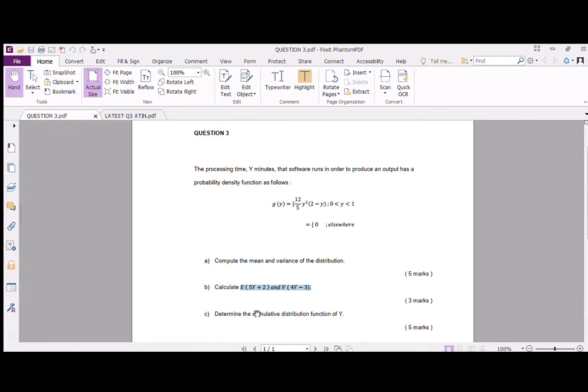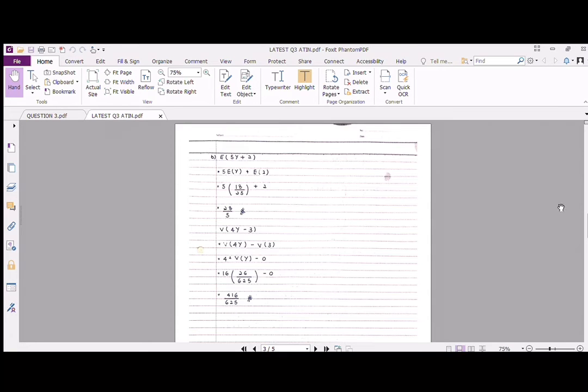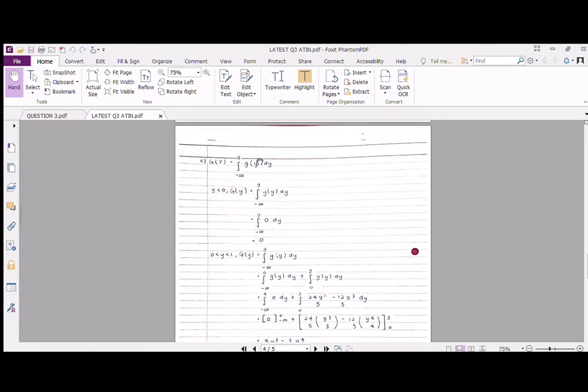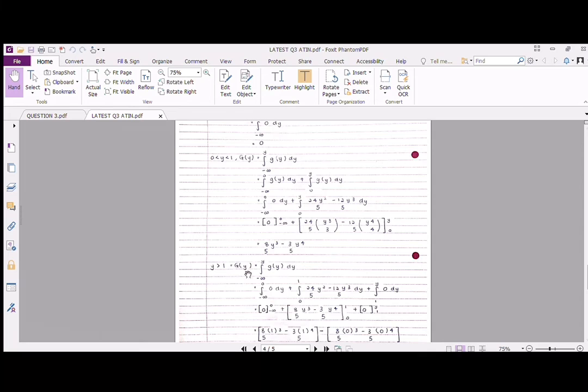Next question: determine the cumulative distribution function of y. The question asks us to find the capital letter G. Here is the theorem: you must integrate our function dy from negative infinity to y, which means the answer will be in terms of y. First we have to separate it into 3 parts: y smaller than 0, y more than 0 and smaller than 1, and y bigger than 1.